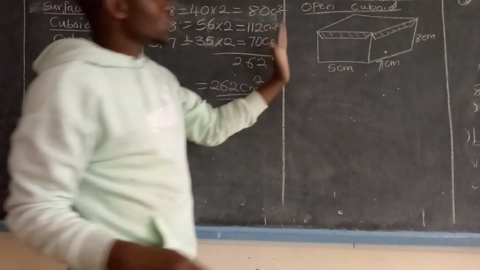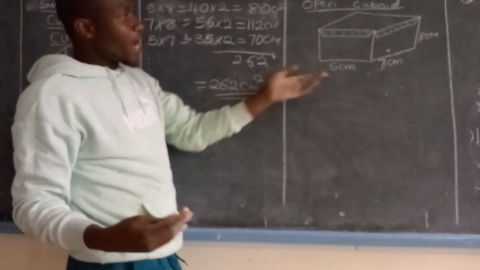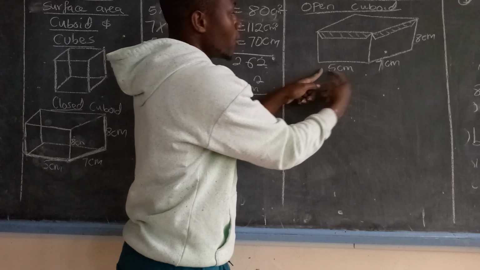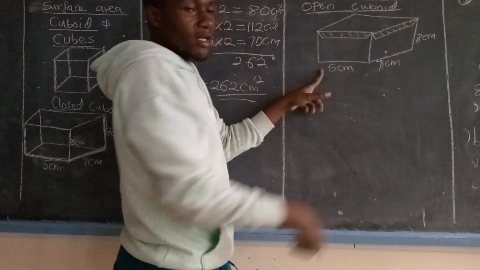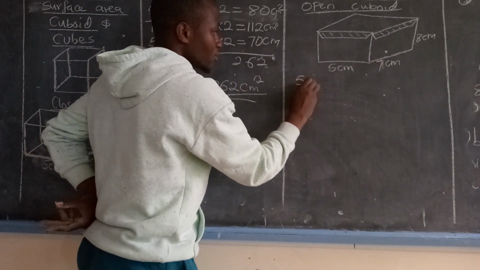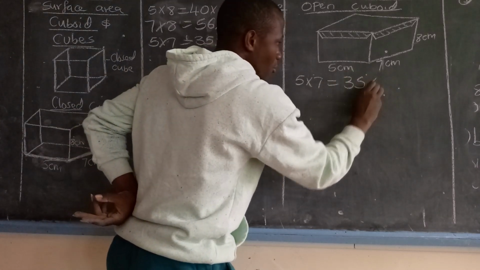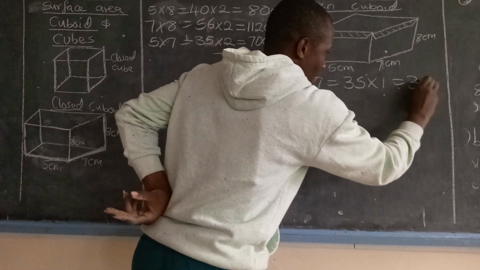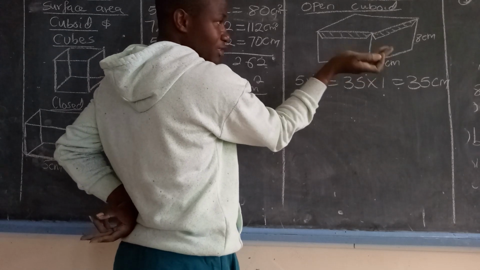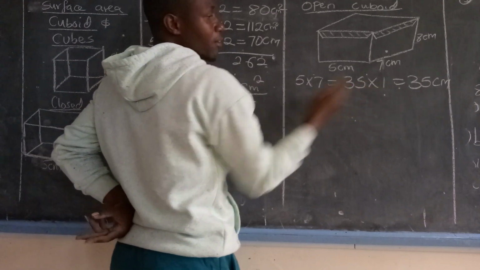Now, the difference comes with the open cuboid. This means you have to identify the side that is open. As you can see, the top side is open. This means when multiplying 5 by 7, you'll multiply by 1 because it's only one side. It is 5 multiplied by 7. You'll get 35. Multiplied by 1, it will still be 35 centimeters, because only the bottom part is closed, but the upper one is open. That's why I'm multiplying by 1.